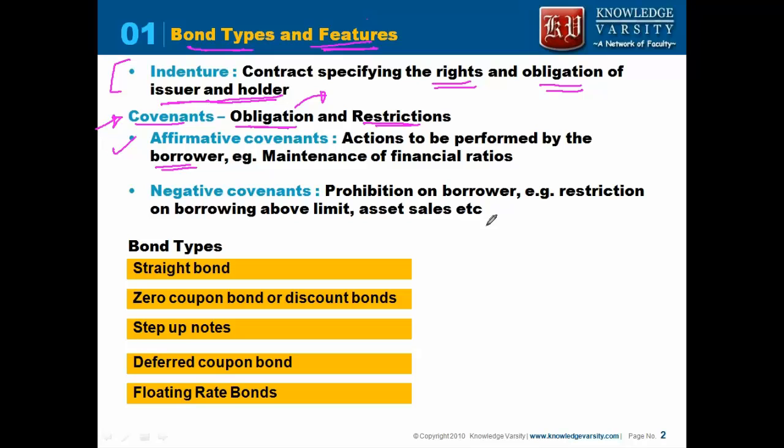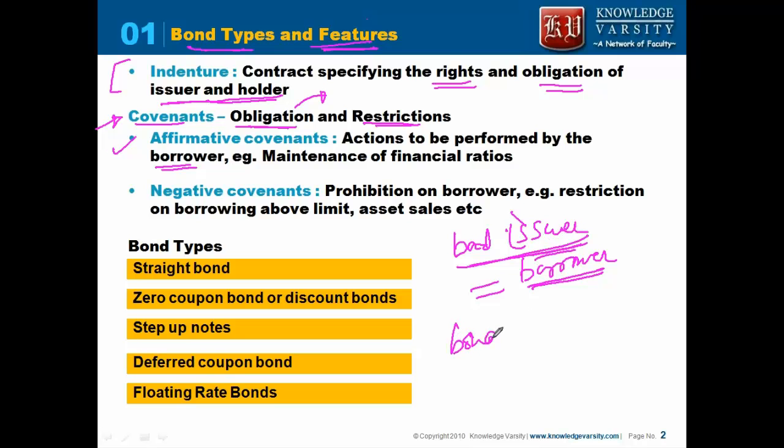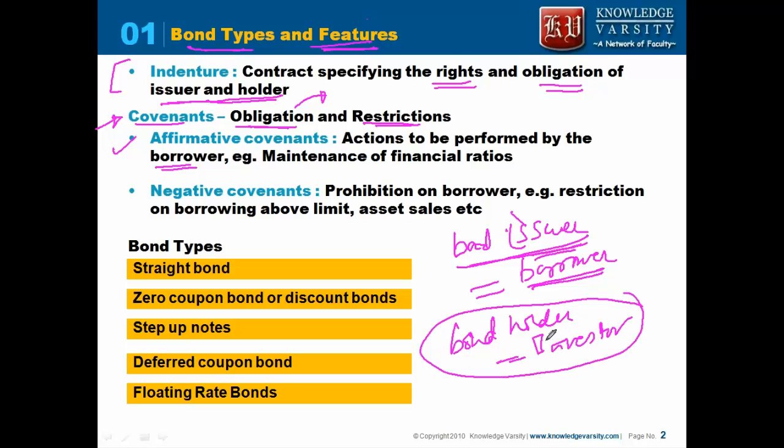Please note that the bond issuer is also called the borrower, because he will issue a bond and take the money. So bond issuer and borrower are one and the same thing. Bondholder and investor are also one and the same thing. So the bond issuer is the same as the borrower, and the bondholder is the same as the investor.